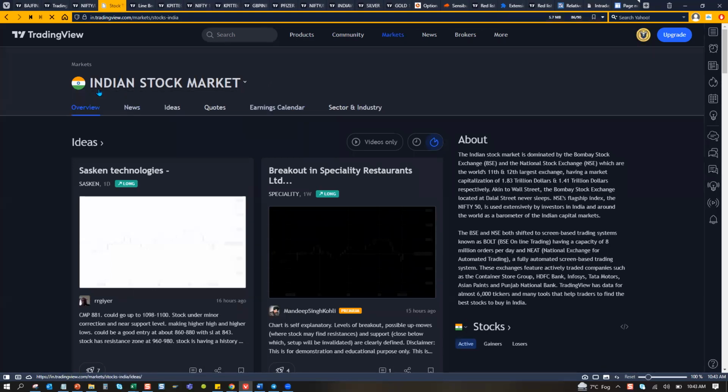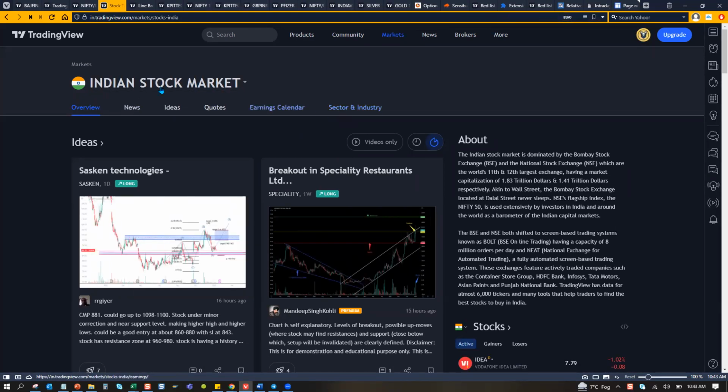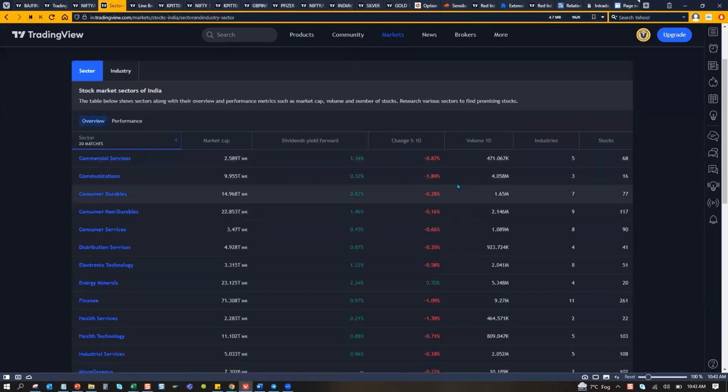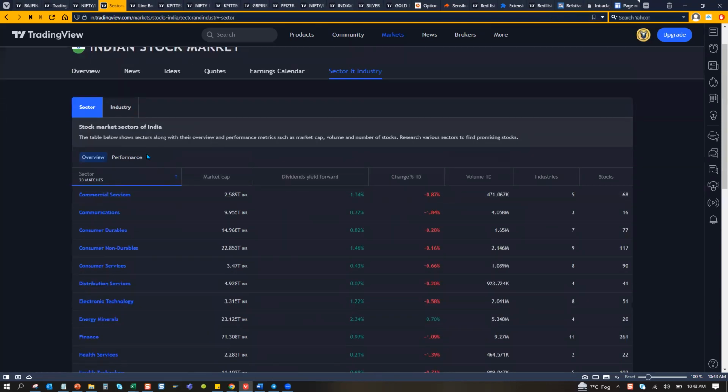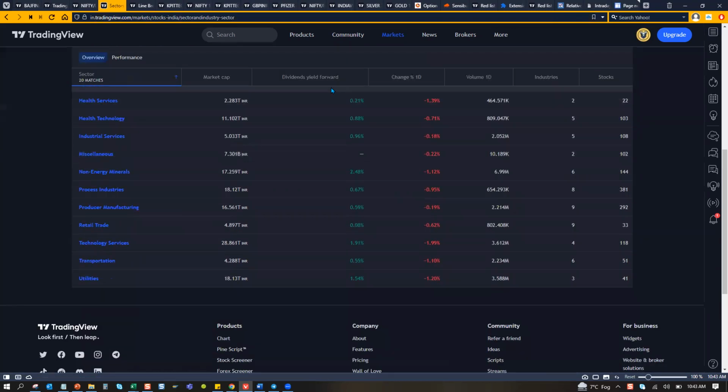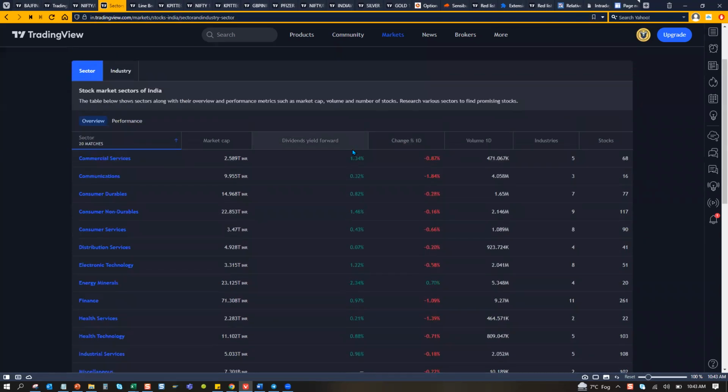Okay, now this is the Indian stock market. In this, you go to sector and industry. So if someone wanted to do analysis on performance, on how each sector is performing, this is by sector. You can see all the sectors listed here, their dividend yield, which sectors give the most.